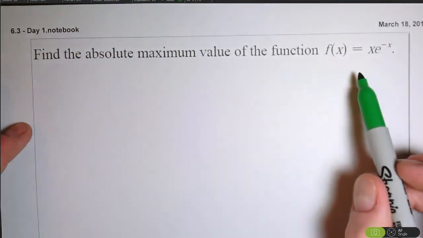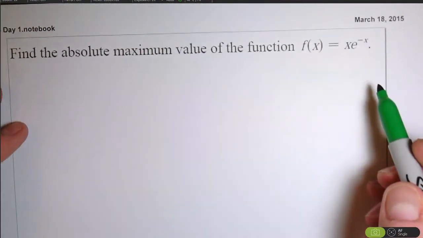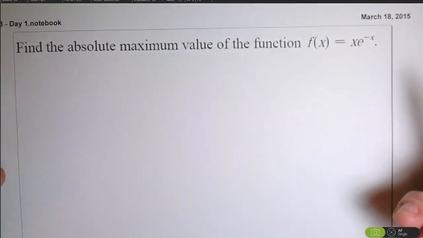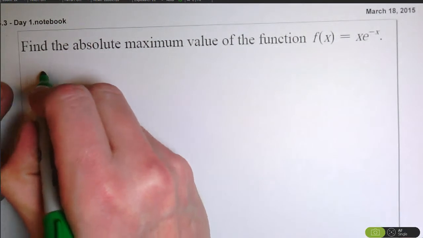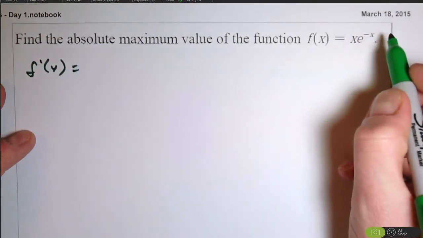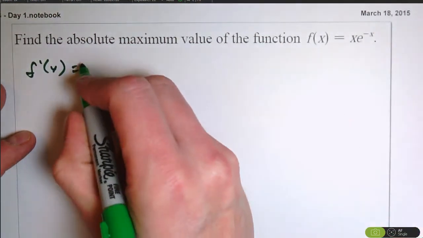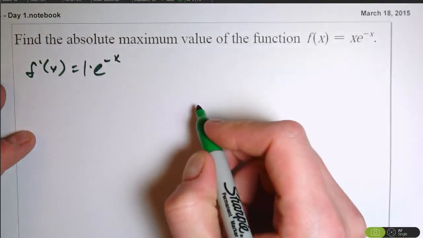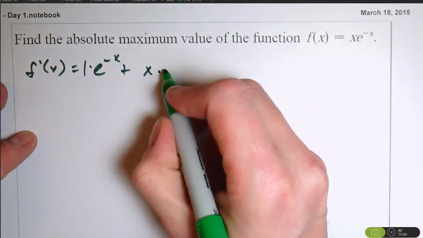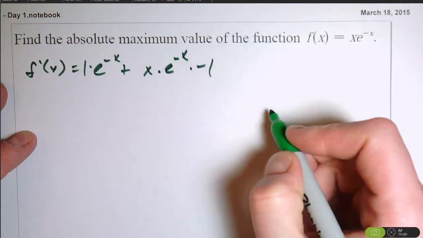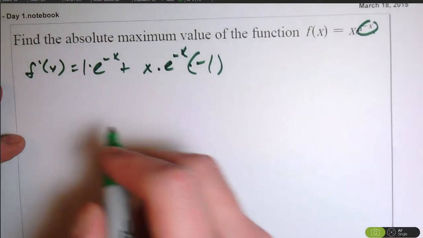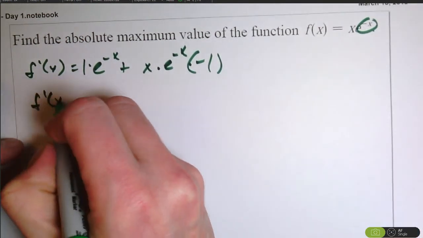Find the absolute maximum value of f of x equals x e to the negative x. So what this means is first derivative, check out our max and mins. So the first derivative of this guy is going to be a product rule because it's x times e to the negative x. So the derivative of the first is 1 times e to the negative x plus the first times the derivative of the second. Well, that's e to the negative x times negative 1 because that's the derivative of e to the negative x, or negative x. Let me clean this up a little bit.